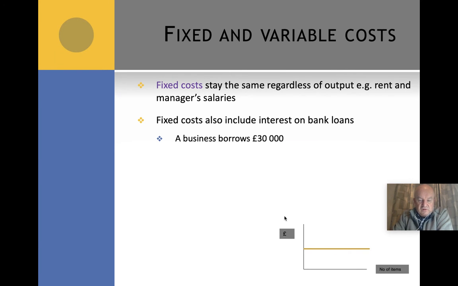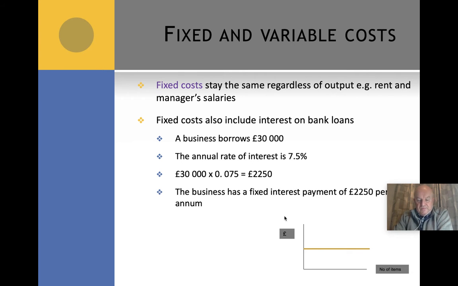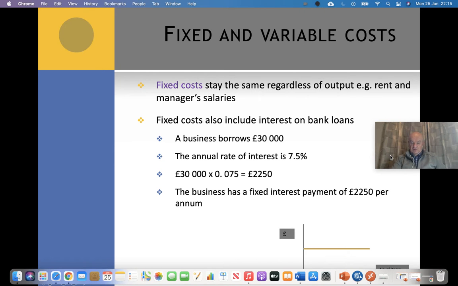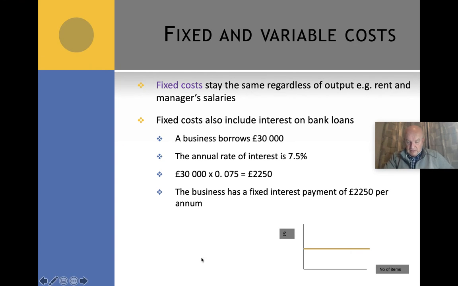So if a business borrows £30,000 and the annual rate of interest is 7.5%, then we can calculate our total annual interest that we have to pay. We take 30,000 times 7.5%, and that gives us £2,250. We know that that is what we're going to have to pay in terms of interest for the entirety of the loan. So that is essentially a fixed interest payment of, in this case, £2,250 per annum, and that's what we would have to pay each year that we had that loan.